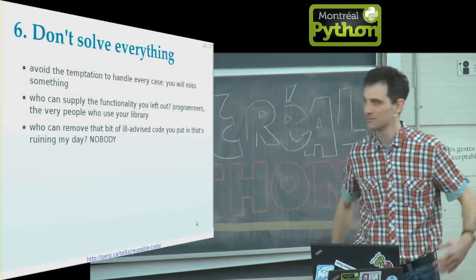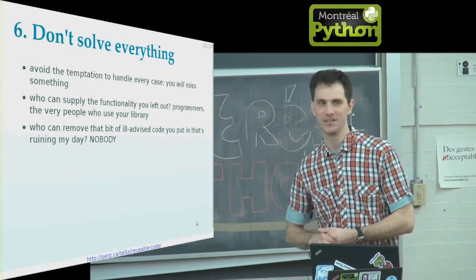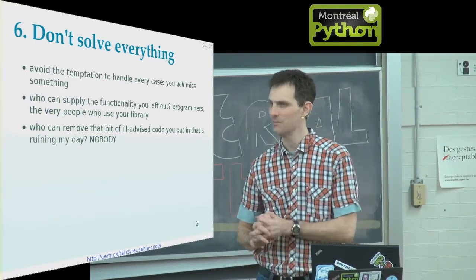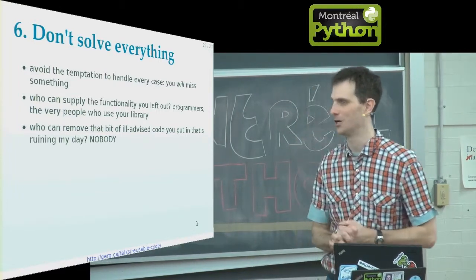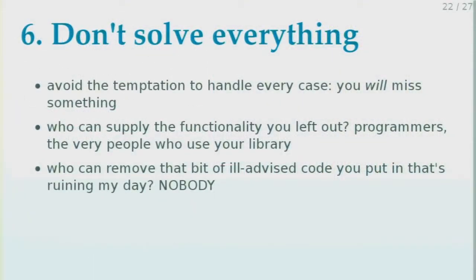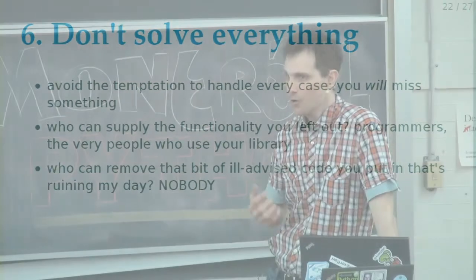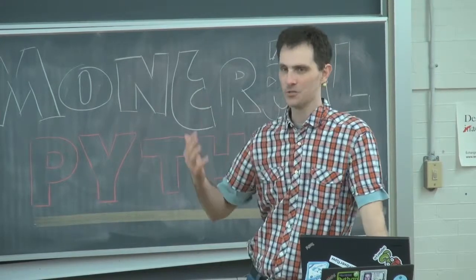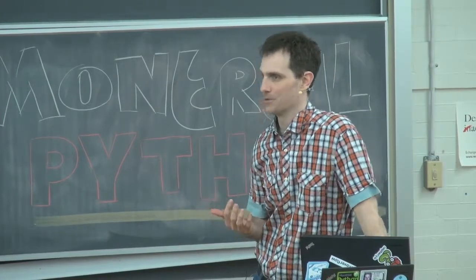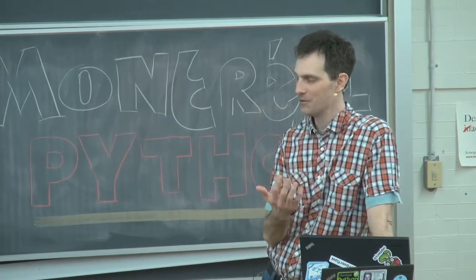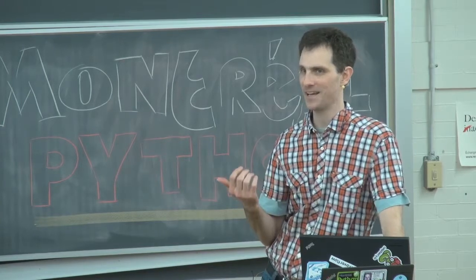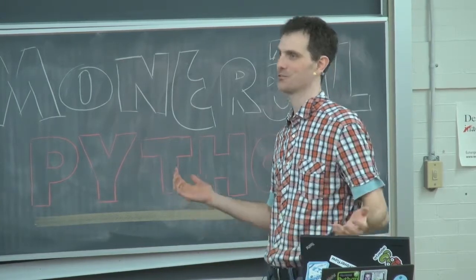So, assuming you've accepted my advice to write a library, your library should not try to solve every problem. It should not try to be all things to all people. Avoid the temptation to satisfy every last feature request, or even worse, every conceivable feature request. The reason for this is that the users of your library are your fellow programmers. If you leave a bit of functionality out of your library, who can fix that gap? Your fellow programmers, the users of your library.